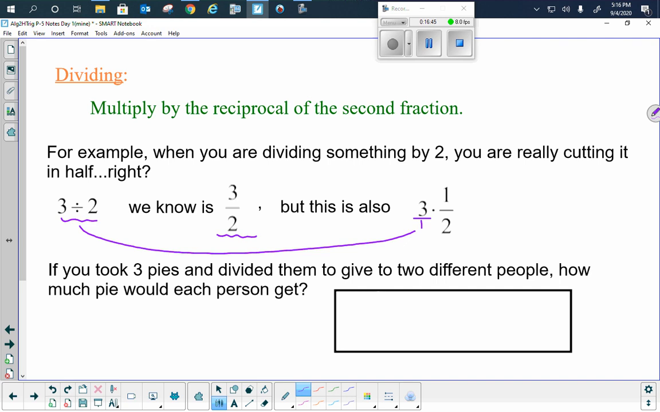And that's how we divide things, right? So if you took 3 pies, you divided them up to give to 2 people, how much pie would each person get? I know you can tell me the answer would be 1.5, but ultimately, if you are really thinking about that in terms of improper fractions, that would be 3/2. Okay, really the important part there is that 3 divided by 2 is the same as multiplying by 2's reciprocal, which is 1/2.